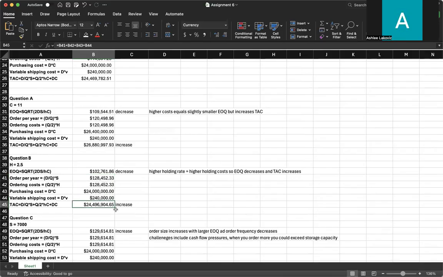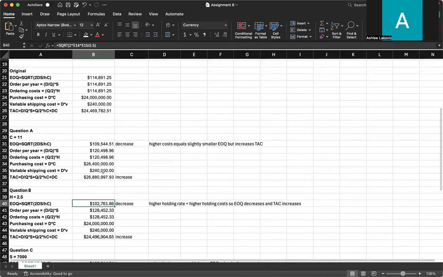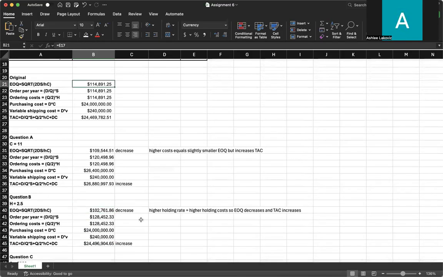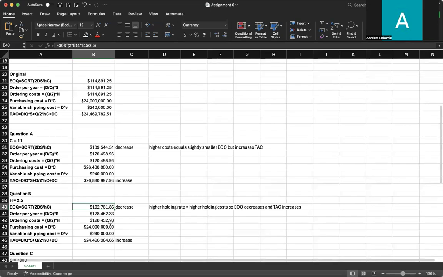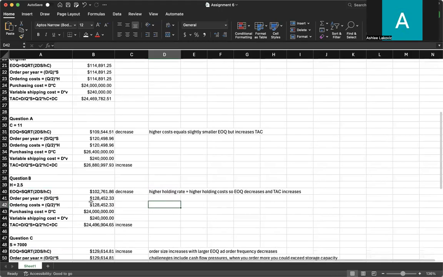Now in question B here, we can see that the EOQ is decreasing from the original state with this change in the equation, as well as the TAC slightly increases, not by a lot, but slightly. So a higher holding rate equals higher holding costs. So EOQ decreases and TAC increases.